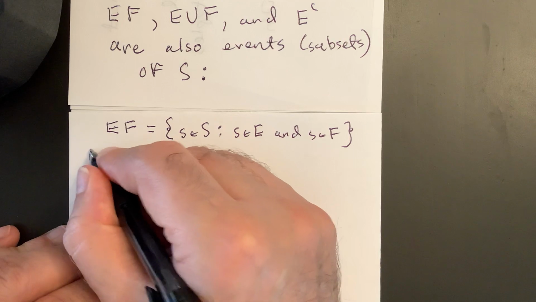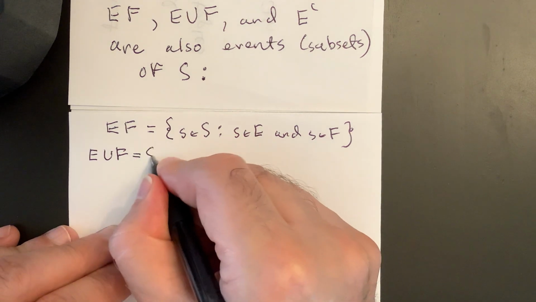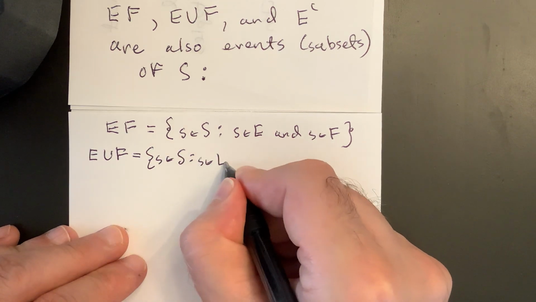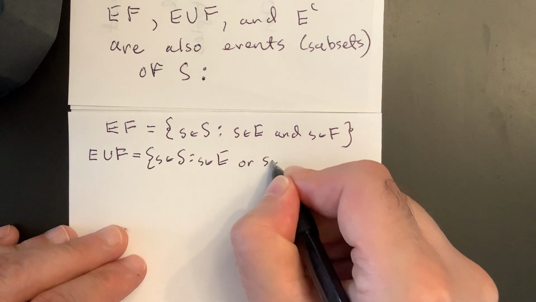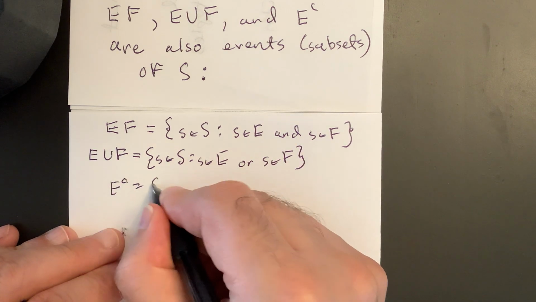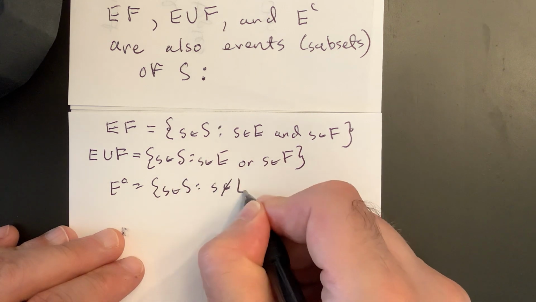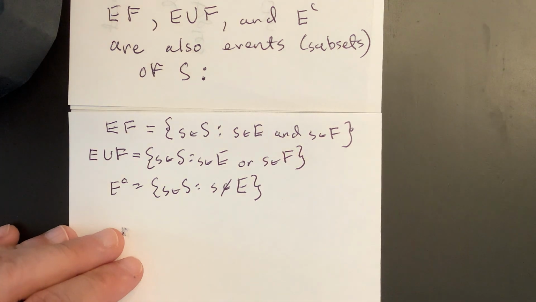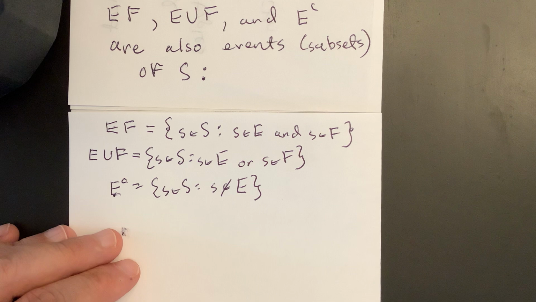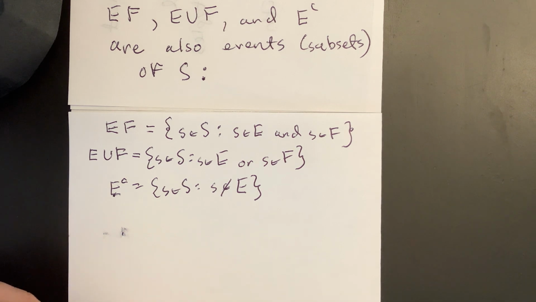Okay, we'll do some examples after. E union F means it's the set of outcomes in S such that s is in E or s is in F. And finally, E^C is equal to the set of s in S such that s is not in E. Okay, that's it. There's not a lot of other operations on these, although we can build on them with more events and etc.